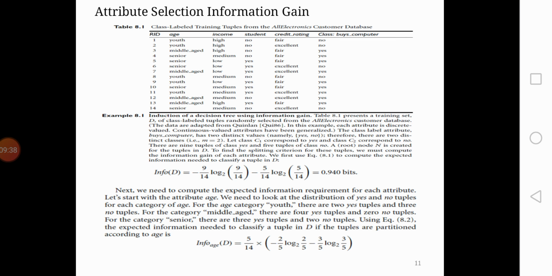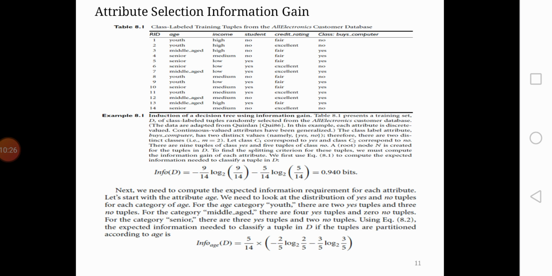Here pi equals modulus of Ci,D divided by modulus of D. As you know, |Ci,D| divided by |D| is the number of tuples of that class in the data partition D divided by the total. Because the class label attribute buys computer contains 9 yes and 5 no, we consider 9 by 14 log2 of 9 by 14 minus 5 by 14 log2 of 5 by 14. If you calculate, we will get the answer 0.940.